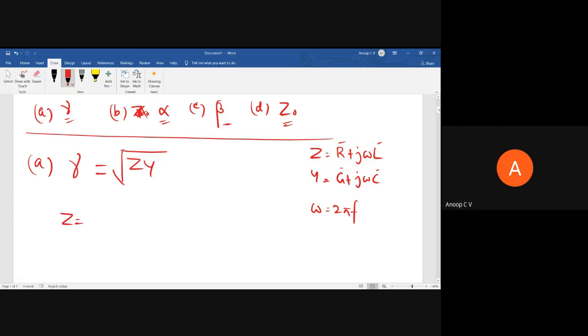So we'll try to find out what Z is. Z is R plus j omega L. Can anyone tell me what R is? R is 2, plus j times omega, which is 2 pi times f, where f is 1 gigahertz, that is 10 power 9, into L, which is 8 nanohenry per meter, so into 8 into 10 power minus 9. So this is Z. If I simplify it, 10 power 9 and 10 power minus 9 will get cancelled, so 2 plus j 16 pi.